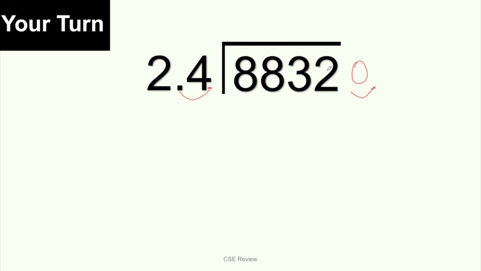So 24, okay, of course it can't go into 4 because it's way over. So, you can start with 3. 3 is going to give you 3 times 24, which is 72. Okay? That 72, we subtract it from 88. That will give you 16. Okay? So, after that, we bring down the 3, it's 163 now.